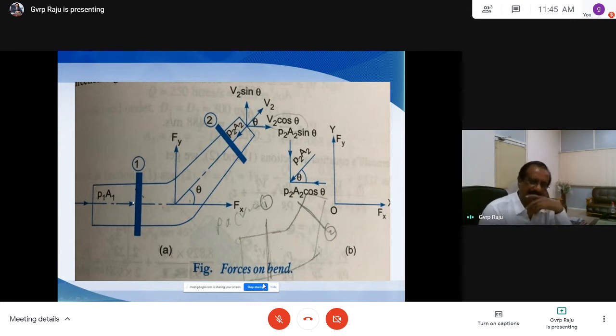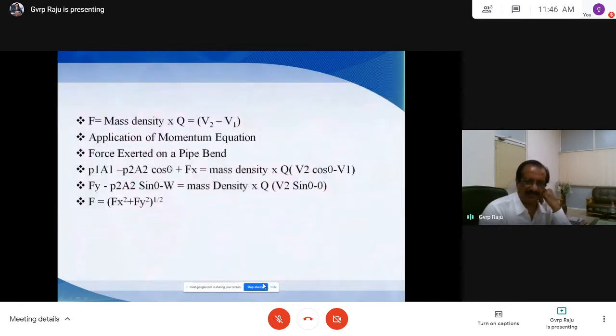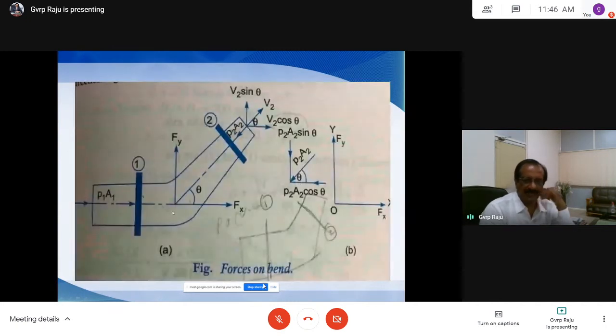So now we take the sum of forces in the x direction. First you consider the pressure force here, P1A1, because it is moving towards this side, P1A1 is positive here. And we have P2A2 cos theta. So this is acting towards this side, and this is acting towards this side. So P1A1 minus P2A2 cos theta. And there is another force here, Fx. So Fx is also acting in the positive x-axis. So P1A1 minus P2A2 cos theta plus Fx.